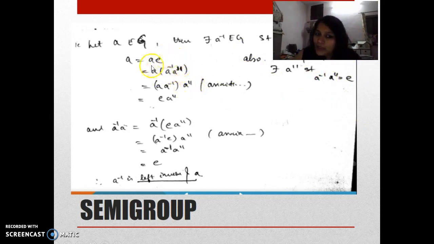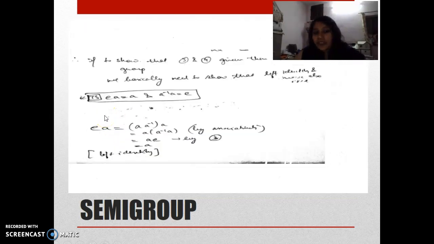Now change the brackets. A A inverse is the right inverse, so this becomes E, and this becomes E into A double dash. Now just stop here and go to A inverse A, which is the left inverse property that we have to prove. Take A inverse A and write A as E A double dash. Now A inverse into E is right identity, so this will become A inverse A double dash, and we already know that this is nothing but E. Hence we are able to prove the left inverse. And now, using that, we'll show that this is a left identity.